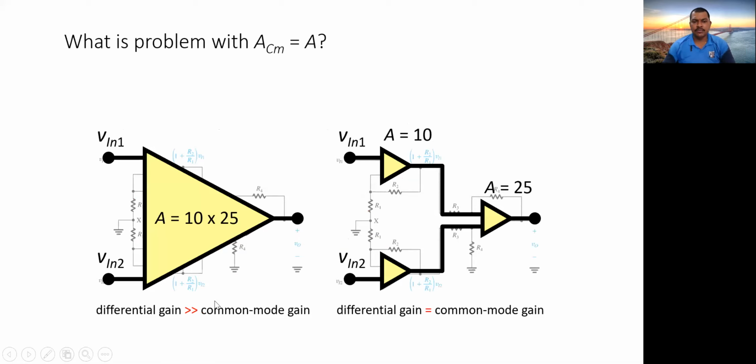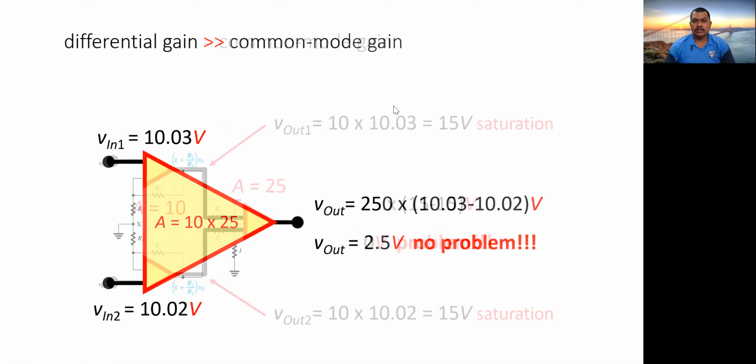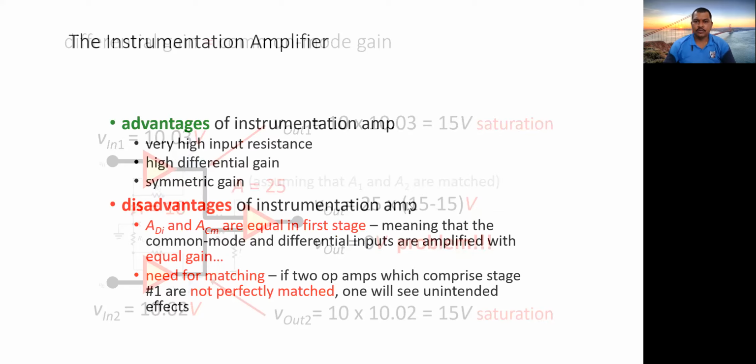If the differential mode gain is greater than the common mode gain, then it's okay. If both are the same, then we are going to have a zero output. If the differential gain is very much greater than the common mode gain, we have problems since the buffer amplifiers are going into saturation. Therefore, we are going to get zero output voltage.